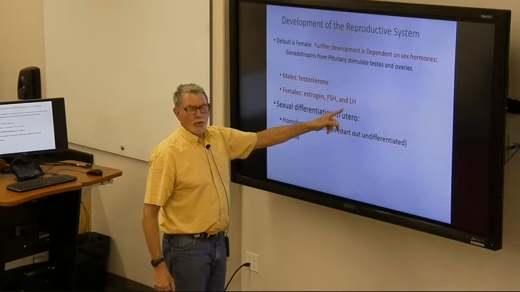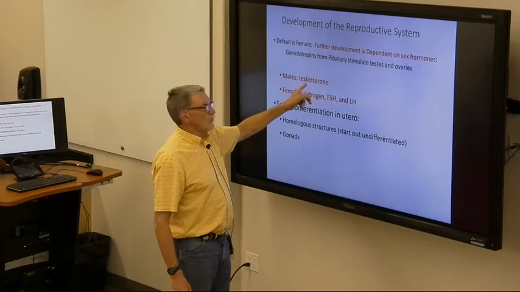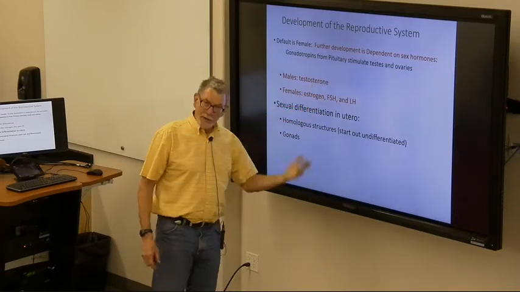Luteinizing hormone causes you to make hormones. It causes you to make testosterone and dihydrotestosterone in the male, and in the female it causes you to make estrogens.